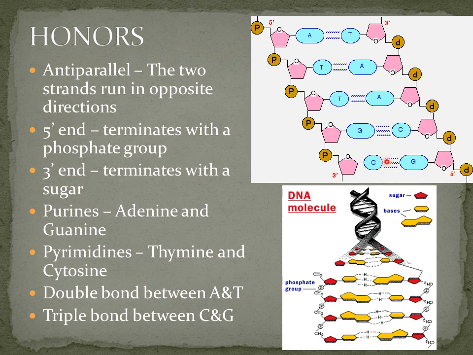So a pyrimidine and a purine always match with each other. So G and C match, and then A and T match. And then when G and C bond, there's a triple, 3 hydrogen bonds here in the middle, whereas when A and T bond, there's just double bonds there. So that's some extra detail that we'd like you to be familiar with.